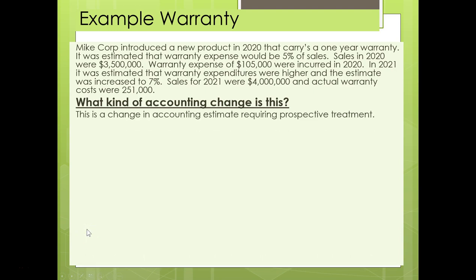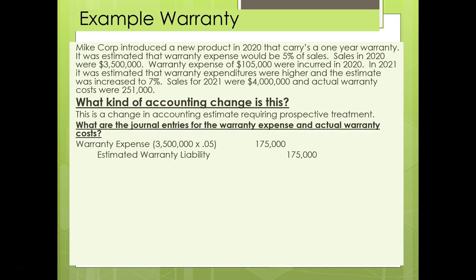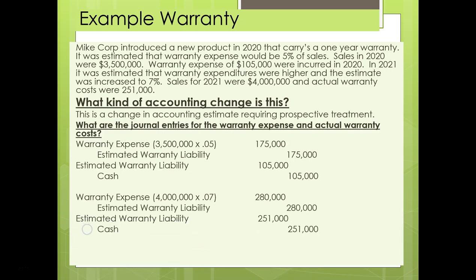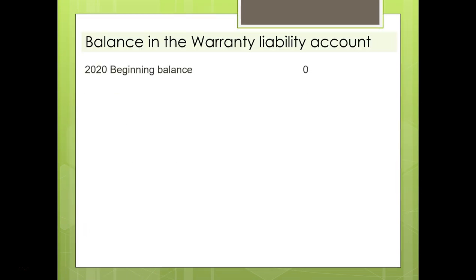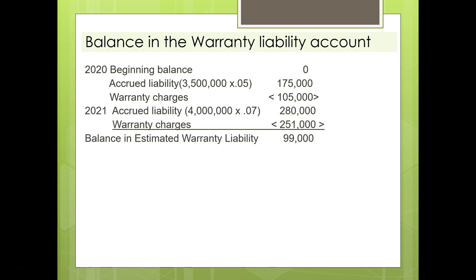So, our journal entry. This is a change in accounting estimate, so it's treated prospectively. So, this would have been our first year. We would have booked the estimate, and we would take the actual against it. The second year. Now, what is the estimated warranty liability account? What's the balance in the account? So, it would be beginning, new product. We would do the first year, then we do the second year. So the balance in estimated warranty liability is $99,000.